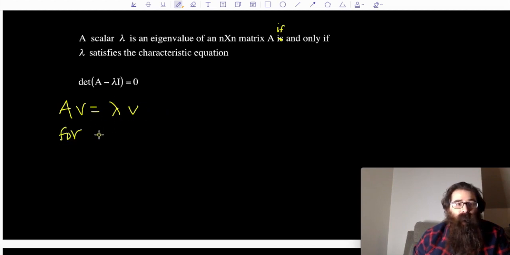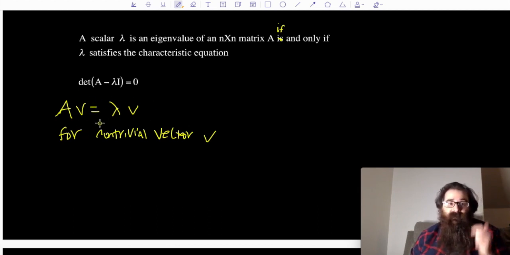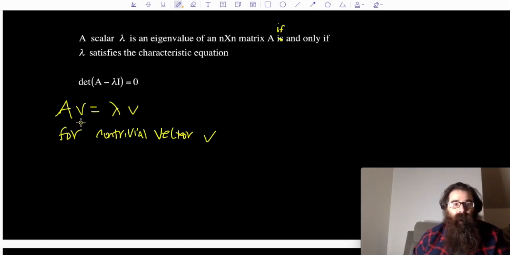So we'll say for non-trivial vector v. Because if v is the 0 vector, then yeah, A times the 0 vector is the same as lambda times the 0 vector. Of course it's going to be true. But it's more interesting to us when this happens for a non-trivial vector v. But what did we say from last time?